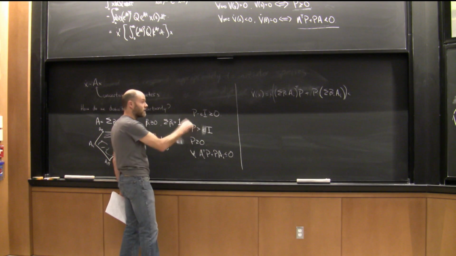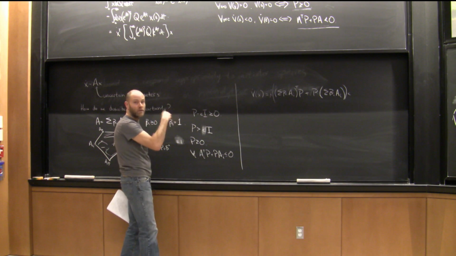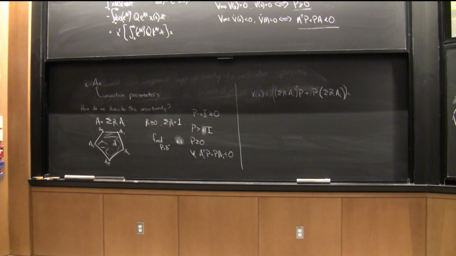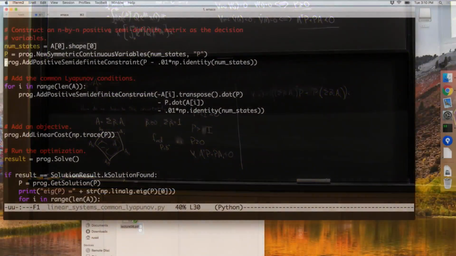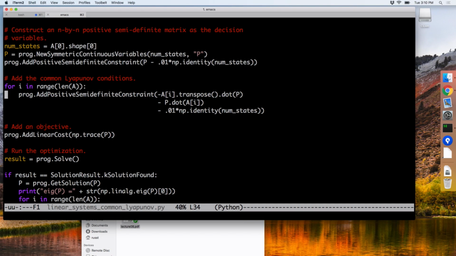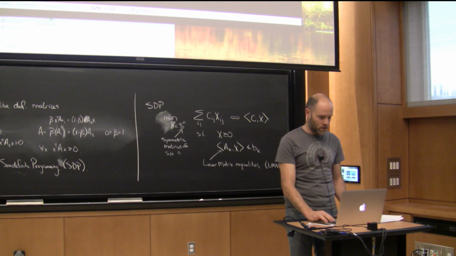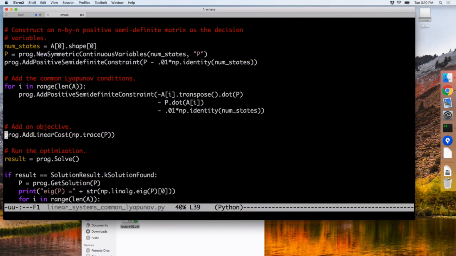So that's a trick to get actual positive definiteness out of a solver that only knows how to do positive semi-definiteness, okay? And then here's my common Lyapunov function for all of the A's. That's my condition, and I threw in a little, make sure you're really negative definite in there, the 0.1 again, 0.01.